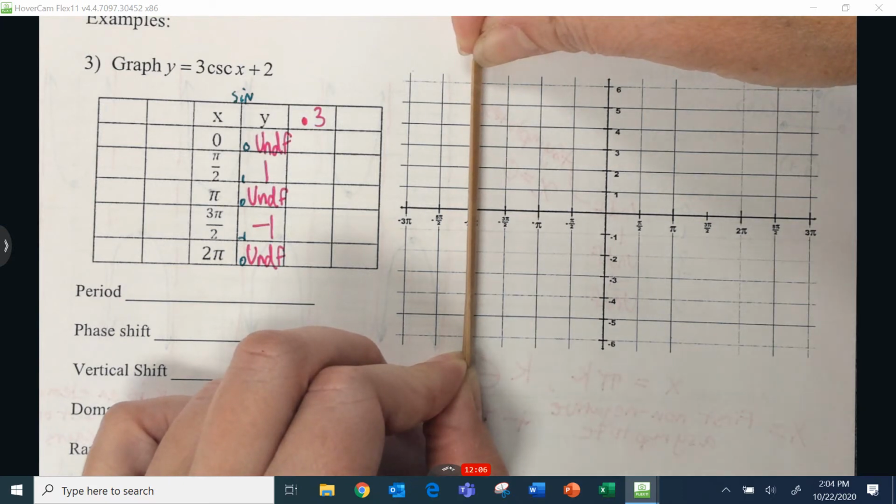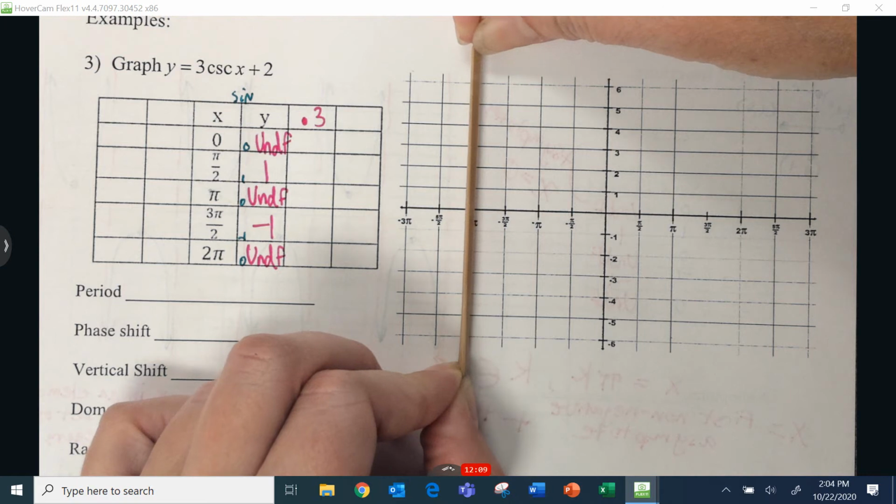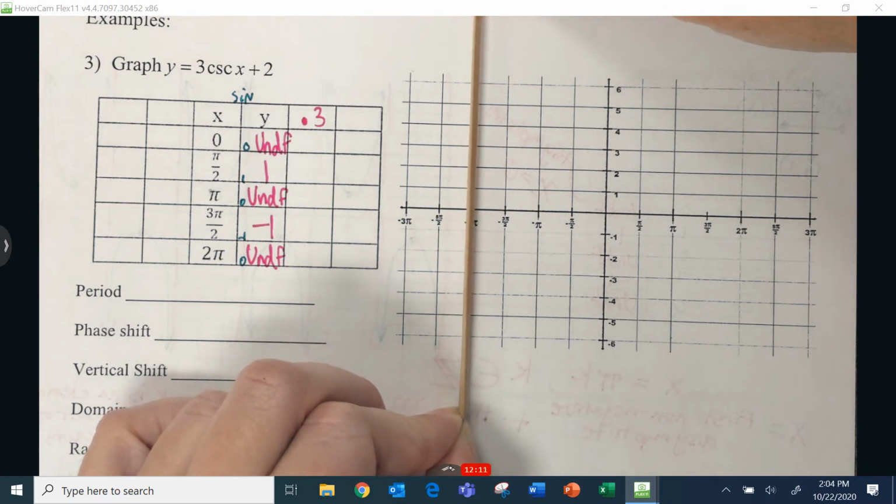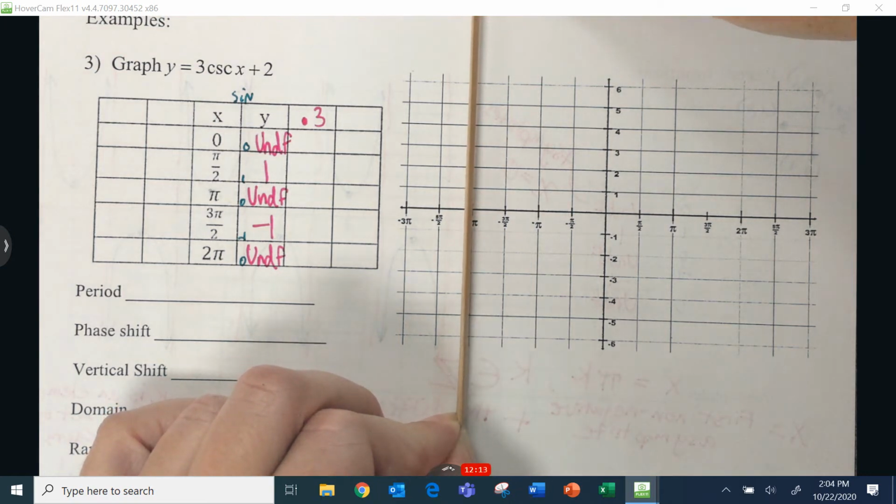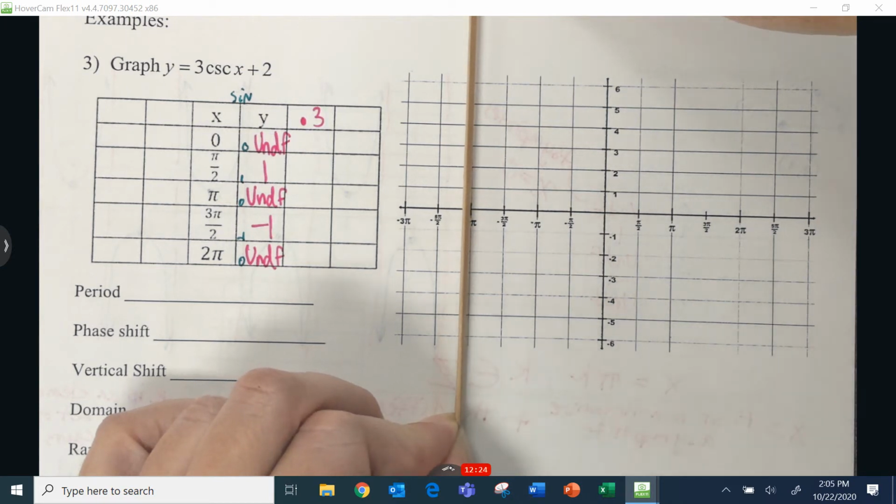Now I'm going to stretch it vertically. Here we go. I stretched it. What happened to the vertical line when I stretched it? It's still a vertical line. It's still there, right? Okay, the next thing we have to do is add 2. So I'm going to go ahead and add 2 to my vertical line. You ready for this?